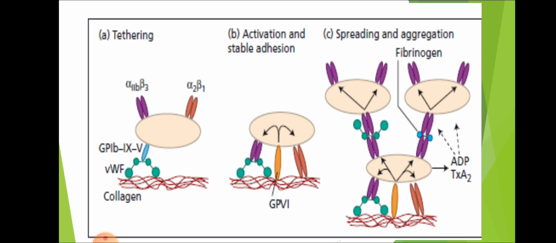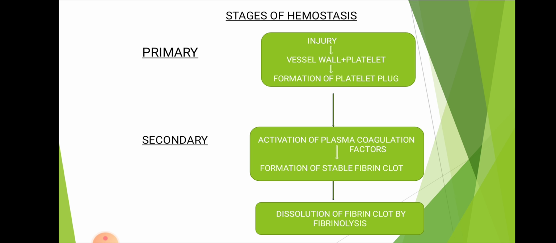It takes place in 3 steps: tethering, activation and stable adhesion, spreading and aggregation. Coming to stages of hemostasis, it has 2 stages, primary stage and secondary stage. In the primary stage, there is injury to the vessel wall which causes platelet reaction and leads to the loose platelet aggregation and formation of platelet plug. In the secondary stage, there is activation of plasma coagulation factors, which leads to the formation of stable fibrin clot. Then there is a dissolution of the fibrin clot by fibrinolysis.